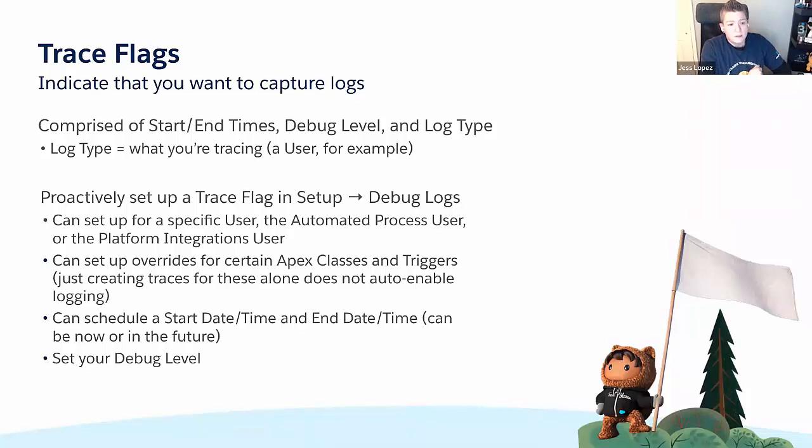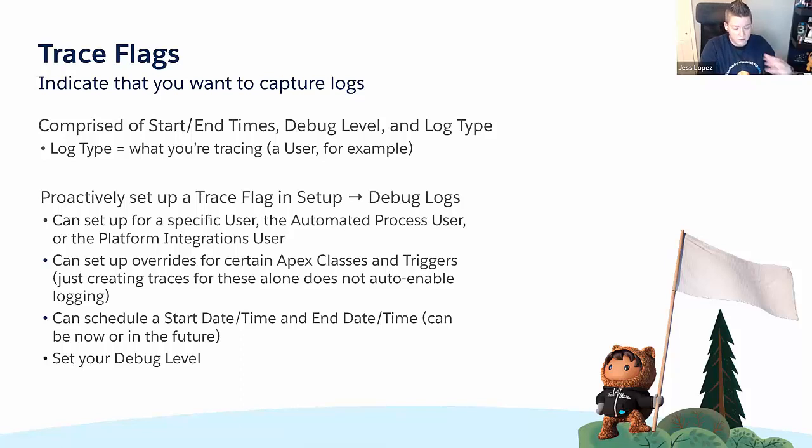You also set up a start date time and an end date time. Now, when you do this, it defaults to the current date time, and the end time defaults to half an hour from now. But you can change these. So if you wanted to trace maybe a batch job that runs at 2 a.m., you could totally do that.